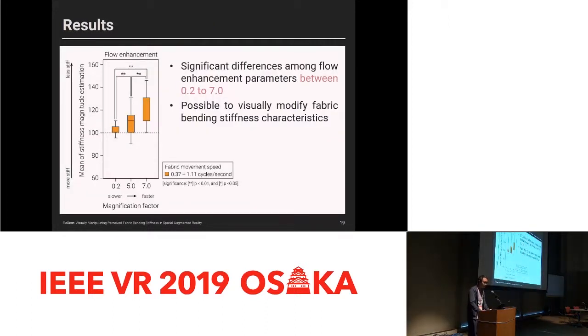The results show that by enhancing the fabrics with a flow enhancement parameter between 0.2 and 7.0, it is possible to manipulate the fabric's bending stiffness, which modifies the perceived fabric characteristics. For more information, please see our paper.